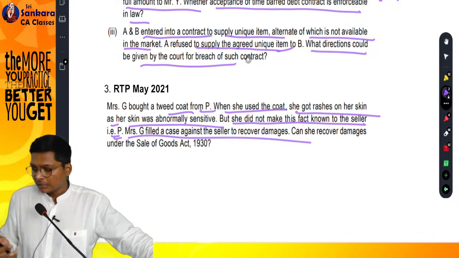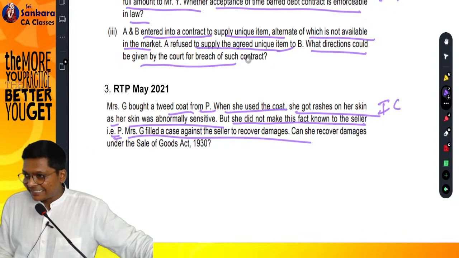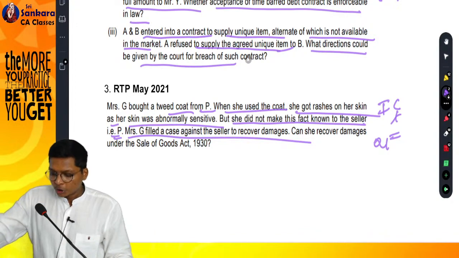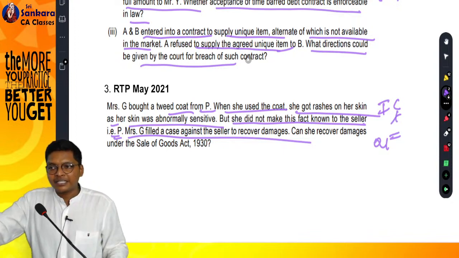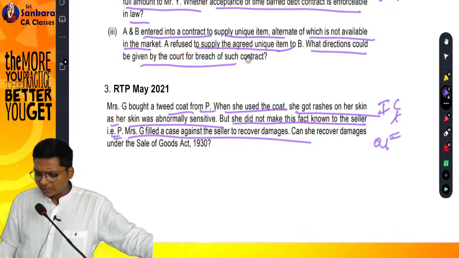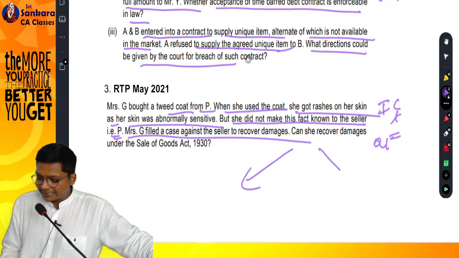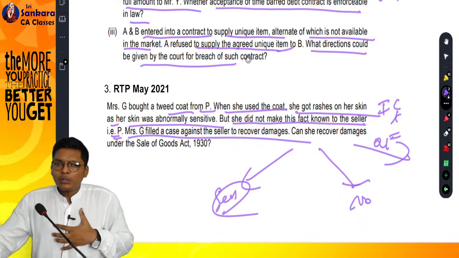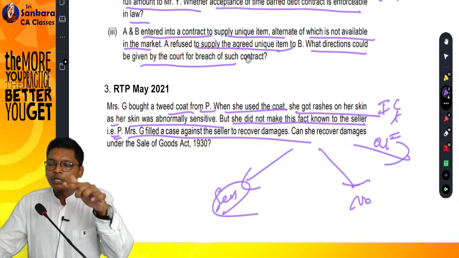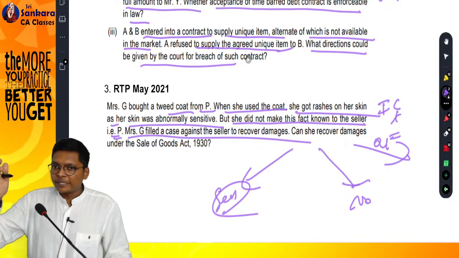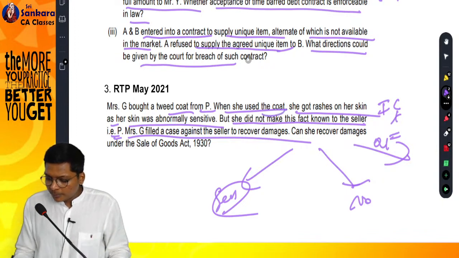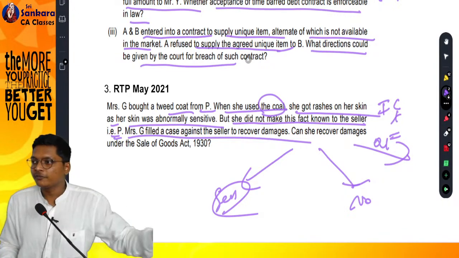Can she recover? We are talking about the implied condition as to quality. But you need to inform the seller, I have sensitive skin, correct? Let's say you go to the shop. If you look at the cosmetic products, they predominantly classify for sensitive skin, normal skin, dry skin, oily skin, different types are there. You have sensitive skin. Can you use all the products? So if you go to the shopkeeper, you want to tell him you have sensitive skin. He will give what is available. He gave the normal coat. If you have sensitive skin, you have to inform.